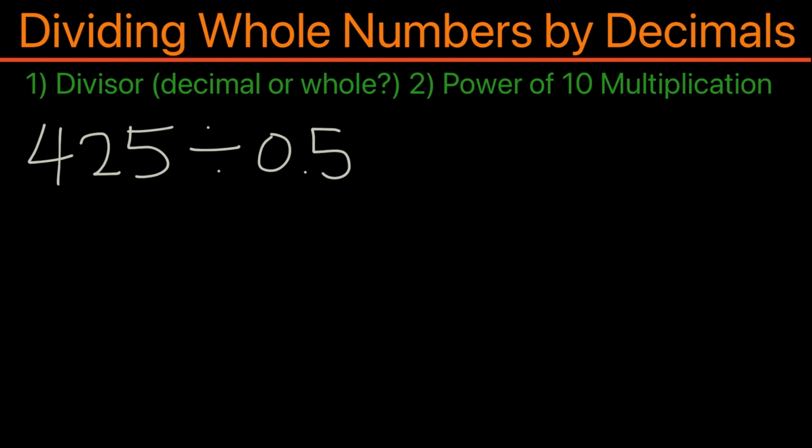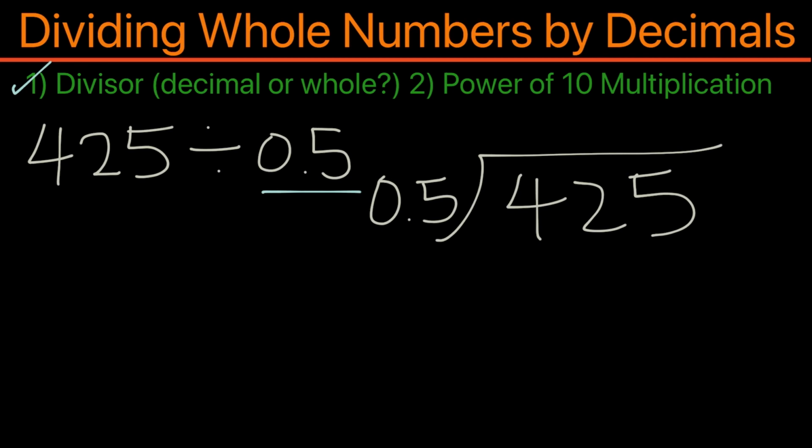425 divided by 0.5. So the first part, we're going to look at the divisor. You can see that the divisor is 0.5. So we'll write it out like this. Now the second step is power of 10 multiplication. As we see here, since the divisor has a decimal point, we need to multiply it by a power of 10.